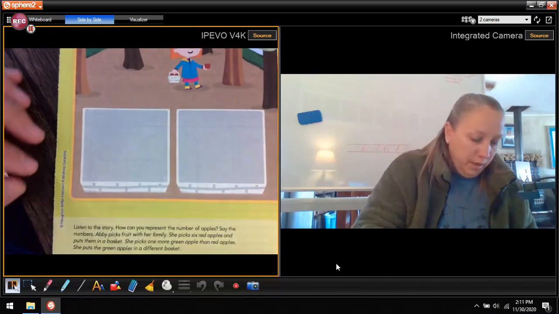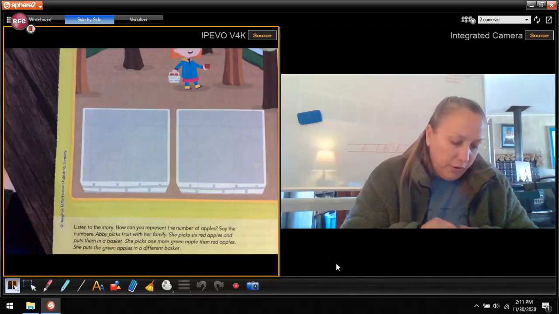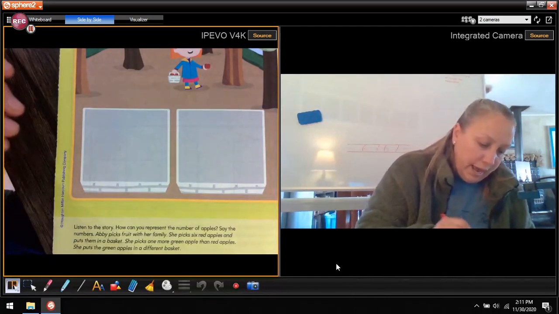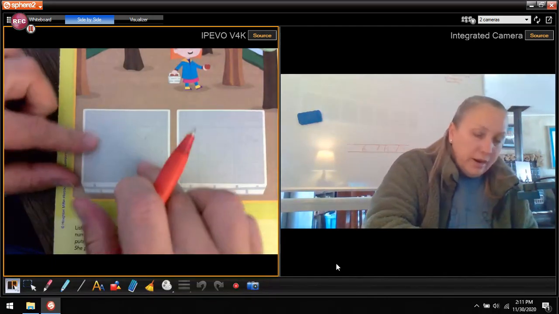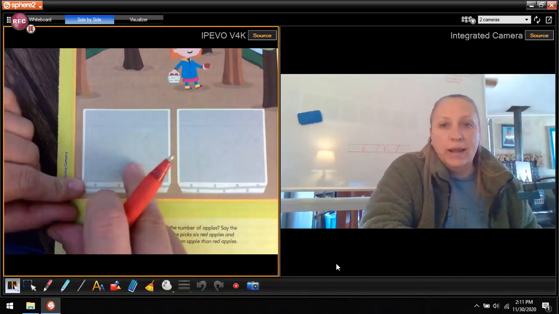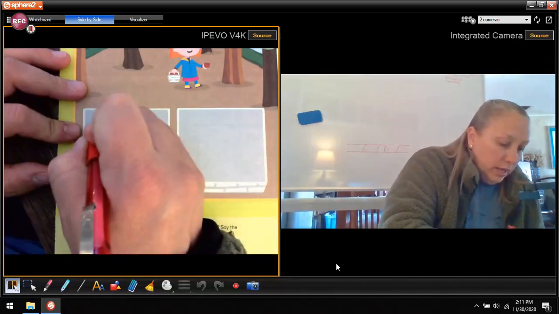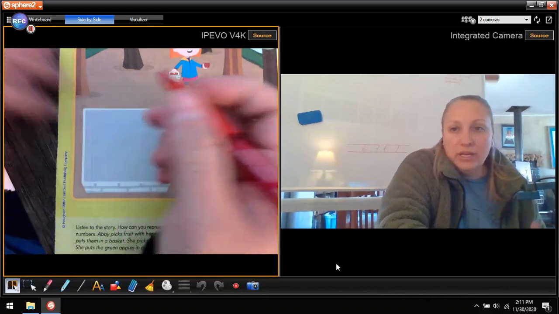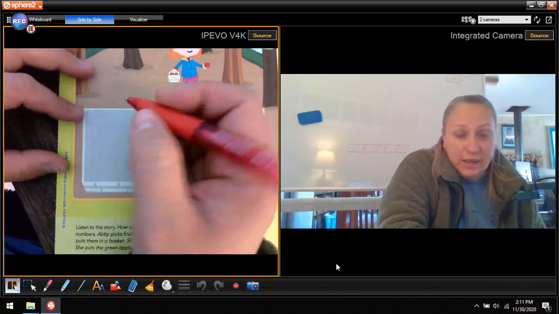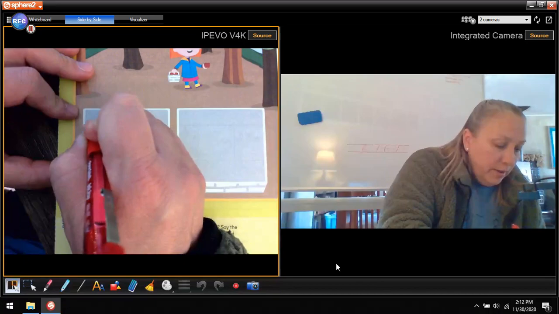Okay. Here we go. Abby picks fruit with her family. She picks 6 red apples and puts them in a basket. So right here, let's draw 6 red apples, okay? That way we know. We can just draw counters if you want because apples are round, right? They look like counters. So let's draw 6 of them.